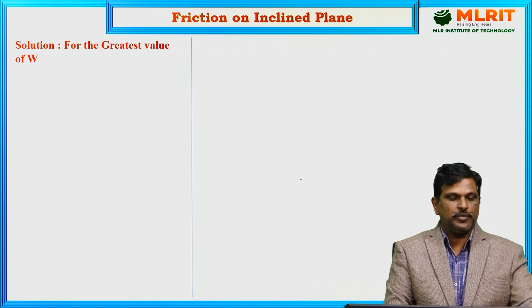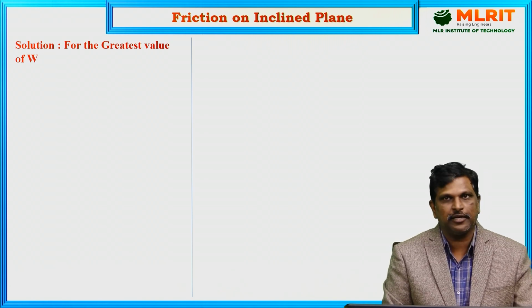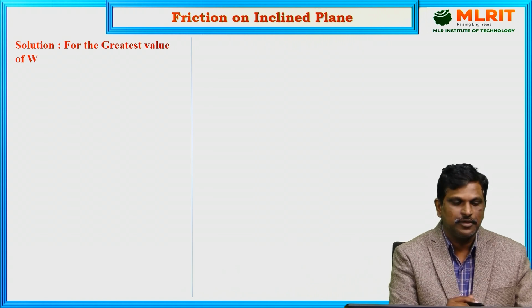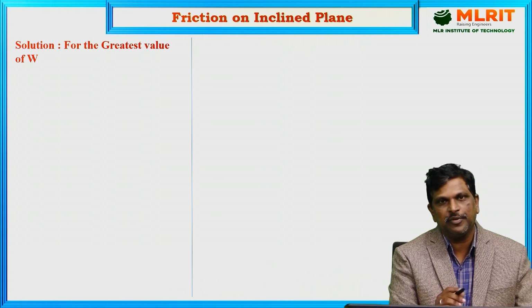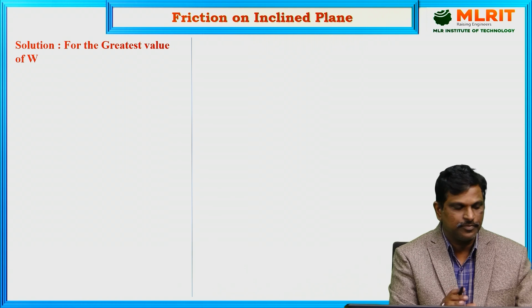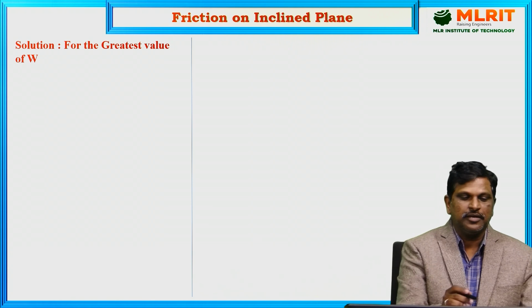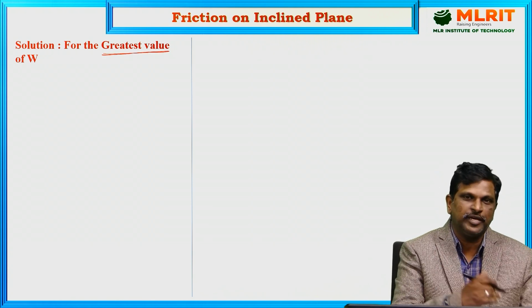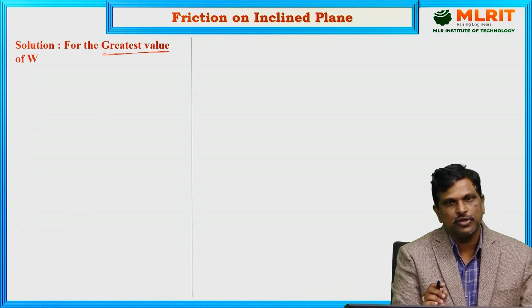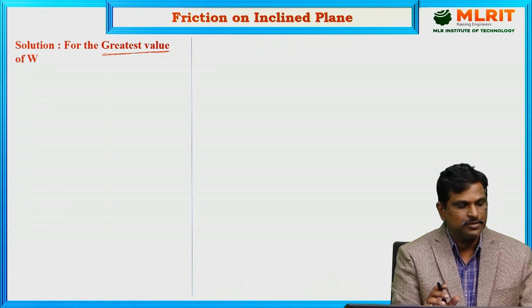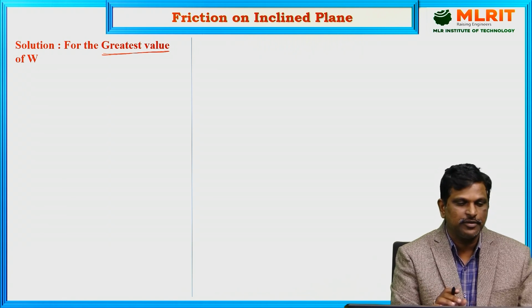For the greatest value of W, again consider the free body diagram of the 1000 Newton block and the W Newton block separately, and apply the static equilibrium equations for both the bodies, so that we can find the greatest value of W. The only thing we need to consider here is, for the greatest value, the W Newton block is tending to move in the downward direction and the 1000 Newton block will be moving in the upward direction. That is the only change. By changing this direction of motion, we can find the greatest value.